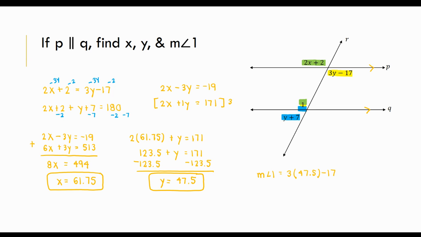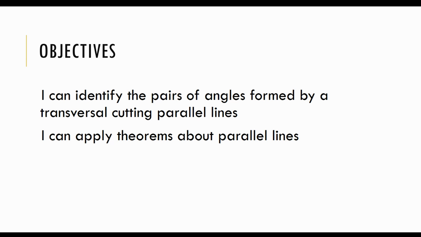All right, so 3 gets multiplied by 47.5. That gives us 142.5 minus 17. And so it looks like the measure of angle 1 is 125.5 degrees. Okay, so that has us identifying pairs of angles formed by a transversal cutting parallel lines and applying theorems about parallel lines.